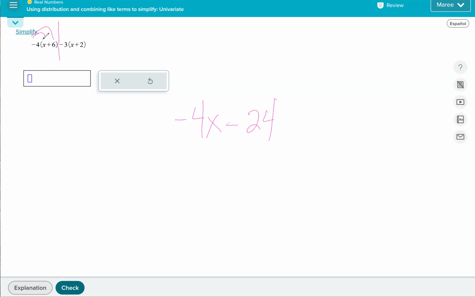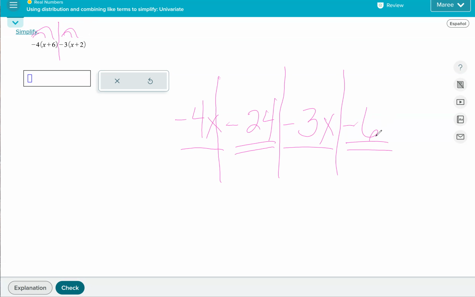Now this 6 inside the parentheses is considered positive because of that plus sign in front of it. Then we're going to be doing the negative 3 times both of those. We have negative 3x, and then this will be a negative 6. That's because negative 3 times a positive 2 is a negative 6. So now we're going to just separate our terms so we can figure out what are like terms and what are not like terms. Negative 4x and negative 3x, they both have an x, so these two are alike. And then the constants, negative 24 and negative 6, are both like terms. So we'll combine those two.